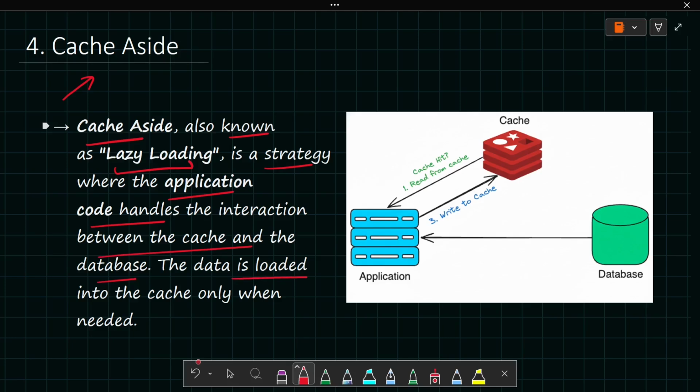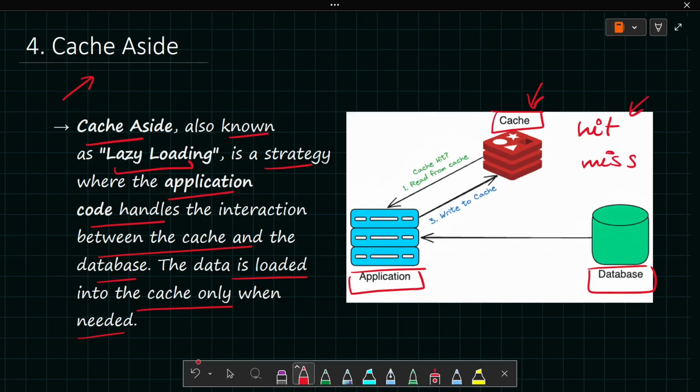So the data is loaded into the cache only whenever it is required. Suppose there is an application, here we have the application and here we have the database, right? The same procedure is happening, where we check whether the data is available in the cache memory or not. If it is available, there is a hit, and if it is not available, there is a miss.